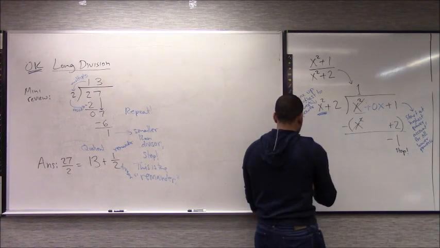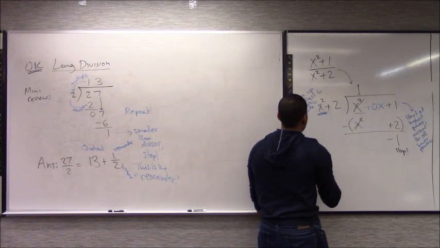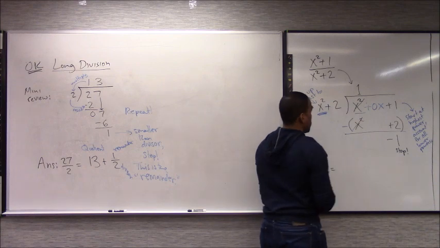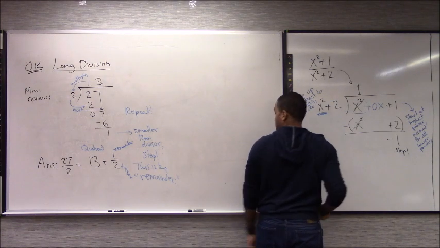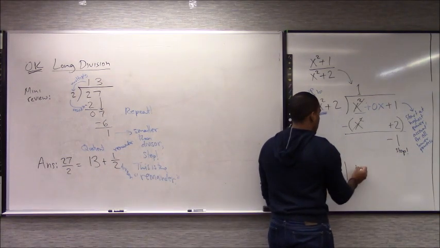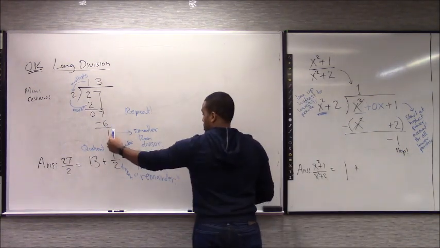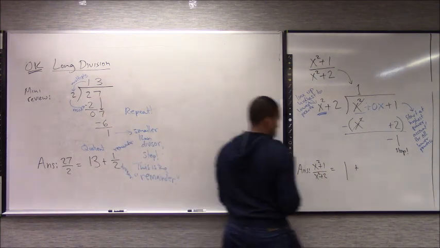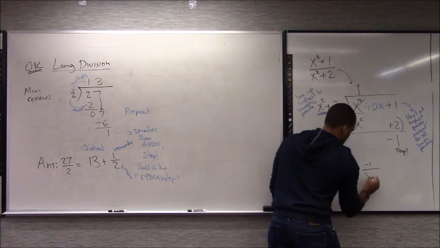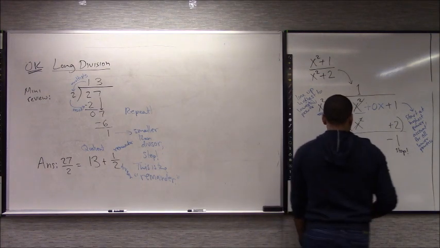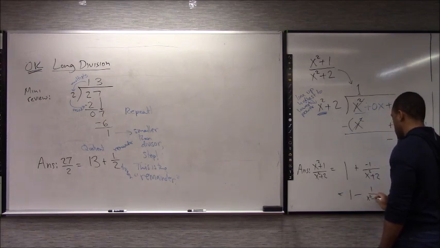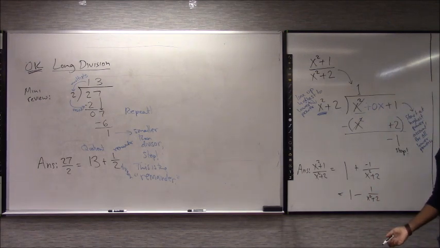So at this point the answer would be the following. 5x squared plus 1 over x squared plus 2. This is going to be the quotient, right? You take the top guy, you write that down, that's 1, plus you're going to take the remainder and put it over the divisor. So I'm going to take this minus 1 and put it over this guy. In other words, this is 1 minus 1 over x squared plus 2. And you'll notice that that's what we got last time, right?